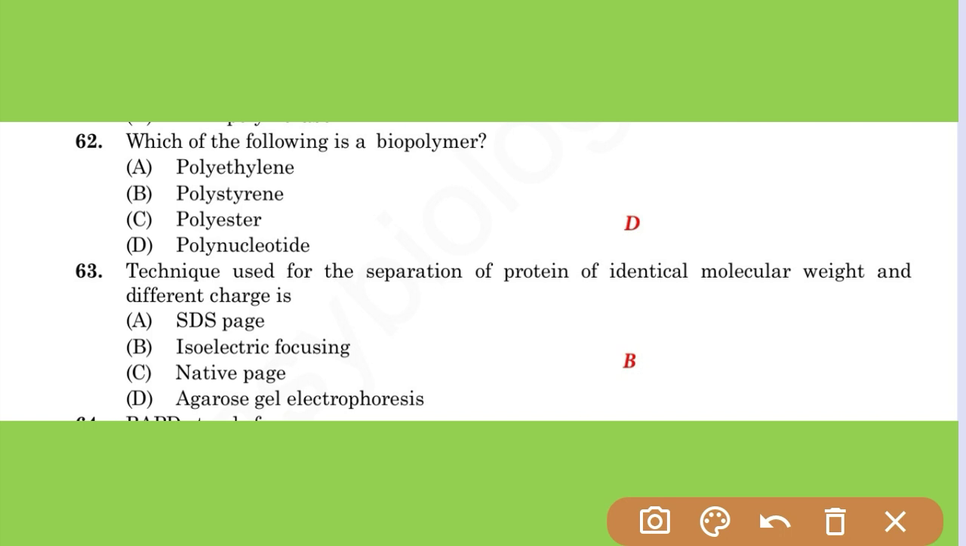The first dimension in the 2D gel electrophoresis experiment involves separation of proteins according to their isoelectric point. So the answer to this question is option B, isoelectric focusing. Let's see the other options. Option A, SDS-PAGE, sodium dodecyl sulfate polyacrylamide gel electrophoresis. Sodium dodecyl sulfate polyacrylamide gel electrophoresis is the technique used for separation of proteins based on their molecular weight.